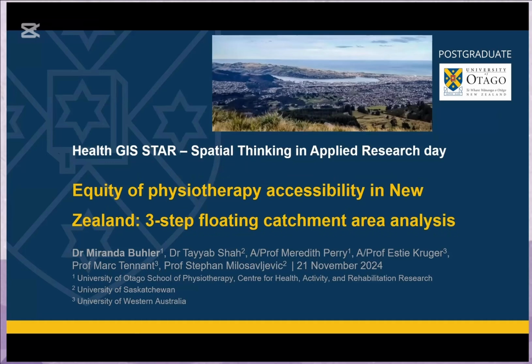I am a physiotherapy clinician, so spatial science is my newer field, so hopefully I can present this clearly. I work in a public hospital in Dunedin in the far south of New Zealand and am half-time in research at the University of Otago. So I will be speaking on the equity of physiotherapy accessibility in New Zealand using a three-step floating catchment area analysis, and very thankful to the wonderful collaboration, including from Dr. Taib Shah and Prof. Steve Milosavljevic at Saskatchewan University.